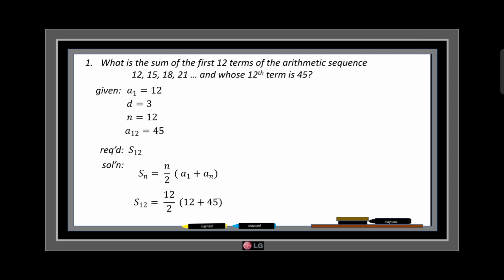Add mo muna yung nasa loob ng parenthesis. And pwede natin i-divide agad yung 12 divided by 2 is equal to 6. So, S sub 12 now is equal to 6 times 57. I-multiply mo na lang and you'll get the sum of the first 12 terms ng sequence na given. Ayan. So, S sub 12 is equal to 342.